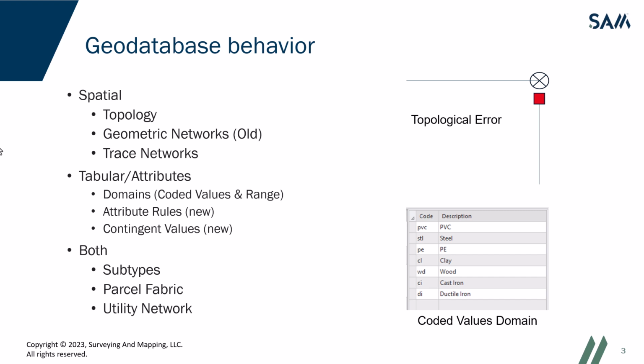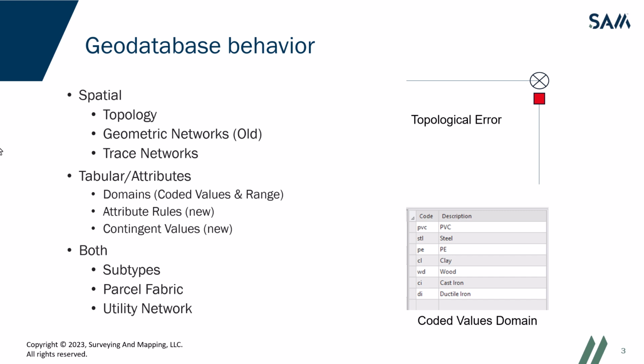Now, the other component to GIS data is that tabular data, those attributes. And so we want to make sure that data is just as clean and just as accurate as the spatial information. So again, there's different behavior we can build into the geodatabase that helps us improve the overall quality of the attributes that we're putting into our GIS. Kind of at the base level of that, we have something called domains, and there are two types of domains we can create. We have something called a coded values domain or a range domain.